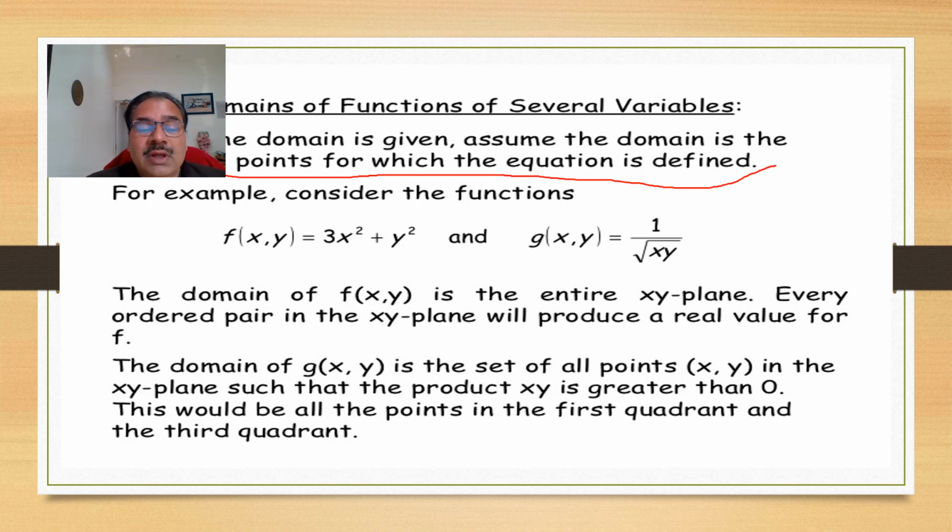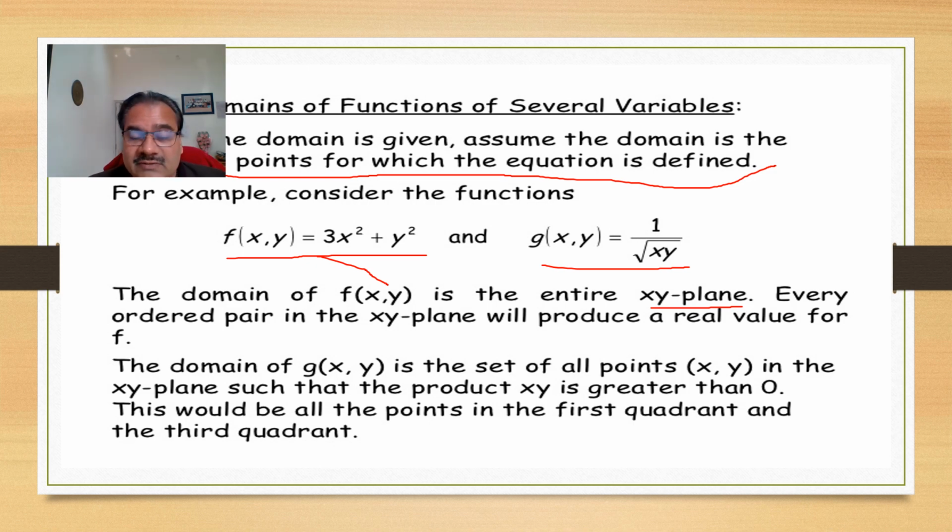So, for example, let us consider the functions f of x, y is equal to 3x square plus y square and g of x, y is equal to 1 over under root xy. These are two different kinds of functions. The domain of f of x, y here is the entire xy plane. Every ordered pair in the xy plane will produce a real value. This is the meaning of this.